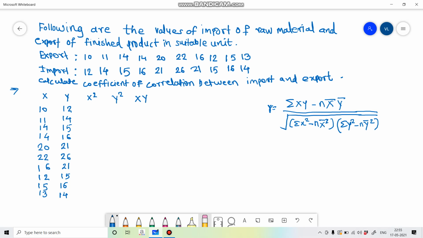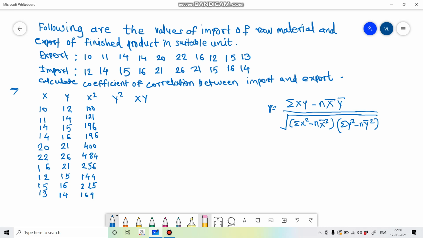Then summation of x square: 10 square is 100, 11 square is 121, 14 square is 196, again 196, 20 square is 400, 484, 256, 144, 225, 169.